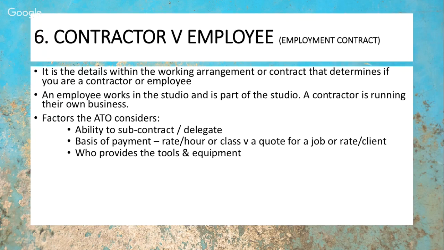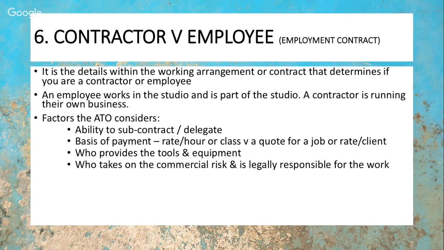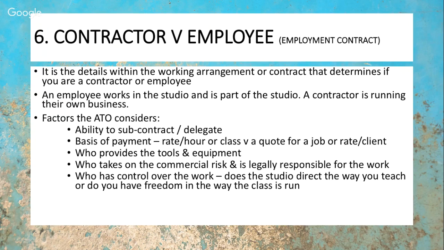The next one is who provides the tools and equipment. If it's a studio that's providing the reformers and the trapeze table, etc., then it's more likely to be an employee relationship. The next one is who takes on the commercial risk and who is legally responsible for the work. Do you get paid if your clients don't show up? Do you provide your own professional indemnity insurance, so if a client sues, it goes through your insurance? The other one to look at is who has control over the work. Does the studio direct the way that you teach, or do you have freedom in the way the class is run?